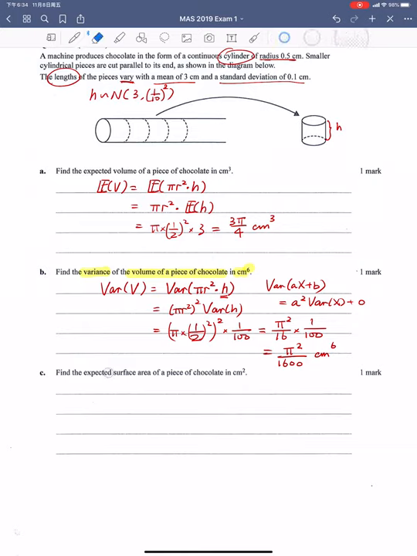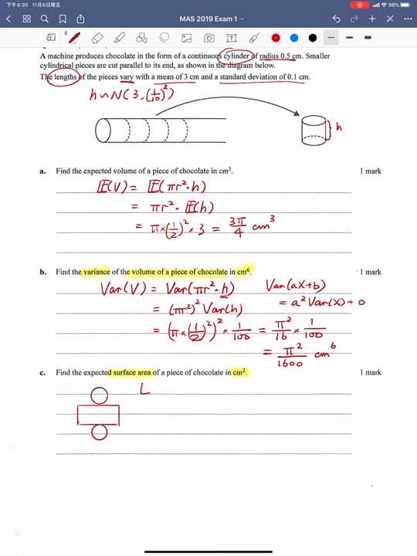Find the expected surface area of a piece of chocolate in centimeter squared. Surface area. Imagine we have these shapes. If we cut the cylinder along the edges, we will have the 2D version of two bases and one rectangle.